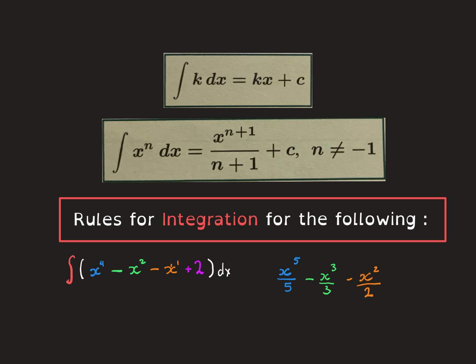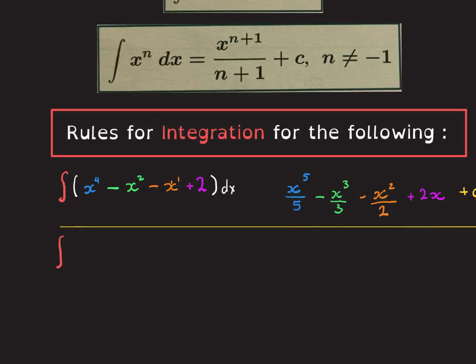And when we get to the constant, we're going to be using this formula here, where the k is a constant. When there is a constant, we need to add an x. So that means that this pink number 2 is going to be 2x. And finally, to finish off, we add our constant c to this.